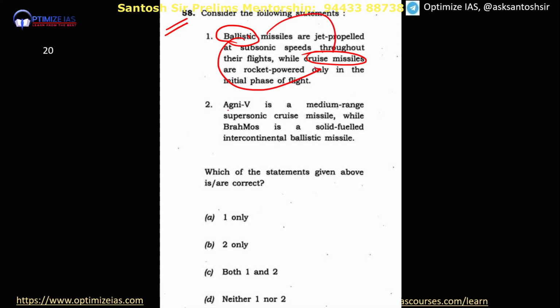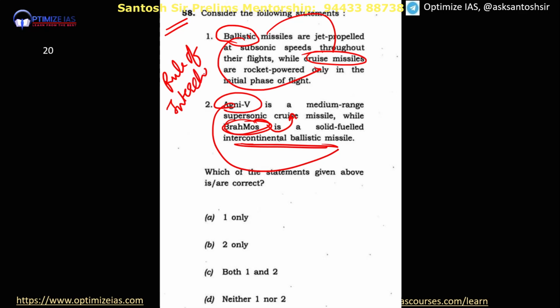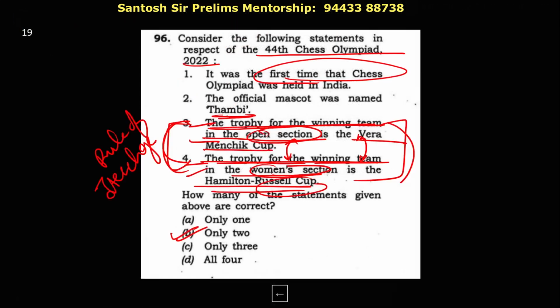Similarly, here you can see Agni 5 and BrahMos. UPSC has swapped them, because Agni 5 is a ballistic intercontinental missile and BrahMos is a supersonic missile. See, UPSC has interchanged it. So this rule of interchange is used by UPSC very frequently. So you get the answer, neither one nor two. Both are incorrect. Rule of interchange here also.